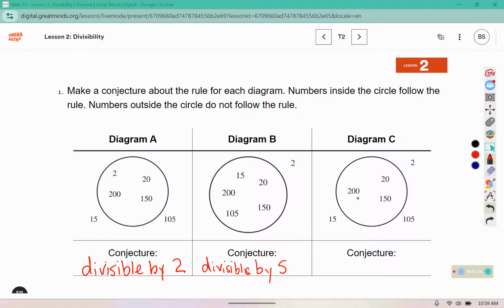In this one, I see they all end in 0. And they're all even. But on the outside, we have some odds and some evens that do not end in 0. All the numbers that end in 0 are divisible by 10. So that's my hypothesis or my conjecture for diagram C.